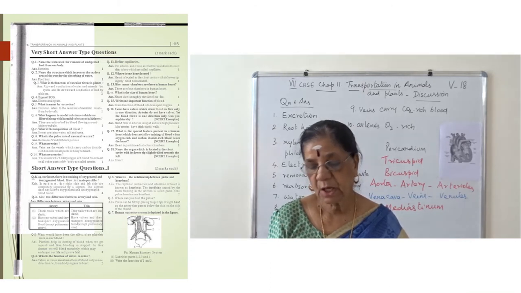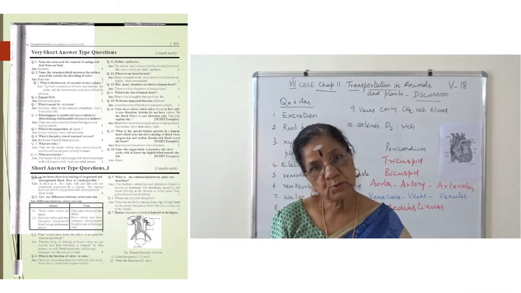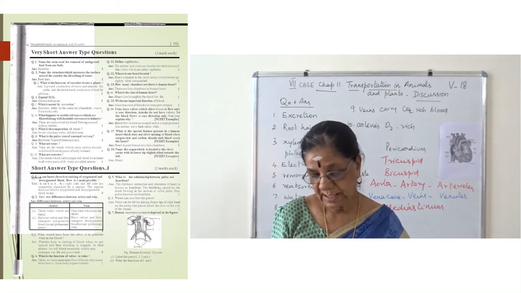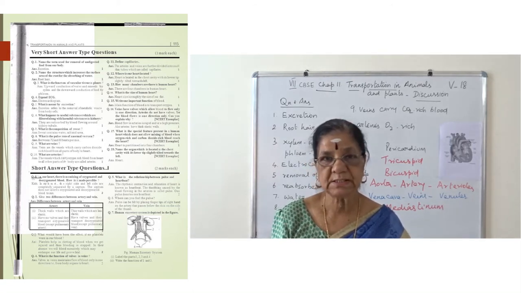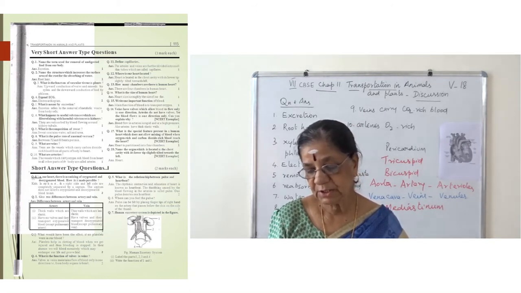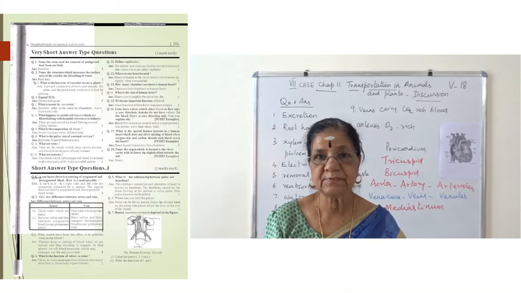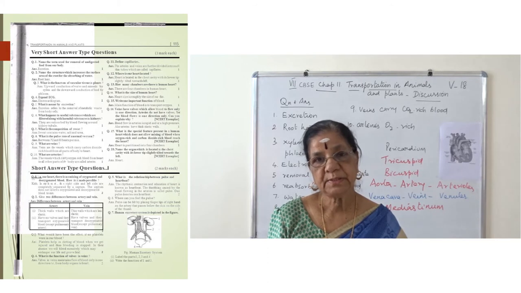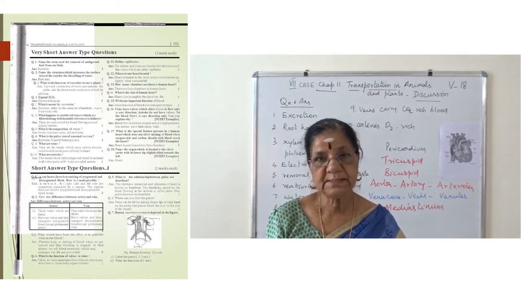Then the difference between artery and vein. I already gave it in the question bank. Arteries have thick walls which are elastic. They have no valves and they transport oxygenated blood except the pulmonary artery. In the same way, veins are thin walled and less elastic and they have valves, and they transport deoxygenated blood except the pulmonary vein.